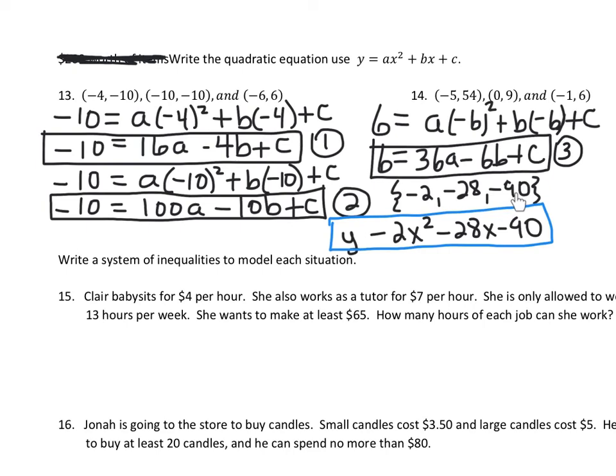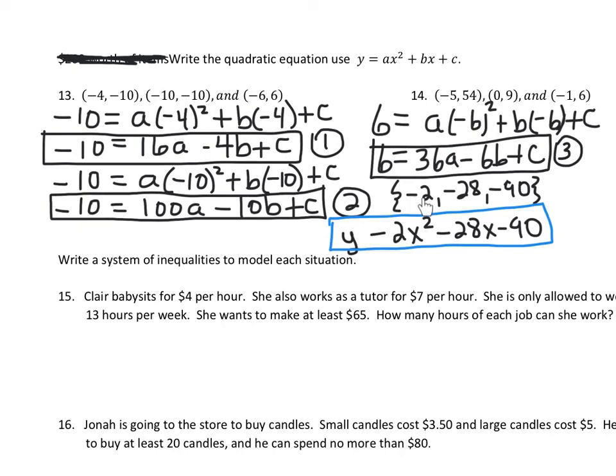Remember that when you're putting these values into your calculator for A, B, and C, you're using X, Y, and Z, not A, B, and C. If you put A, B, and C in the calculator, it's going to give you an error message. So make sure that you convert these A, B, C to X, Y, Z when you put them in your calculator. Otherwise, you're not going to get the right answer.